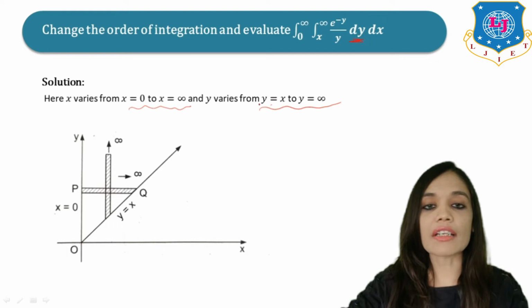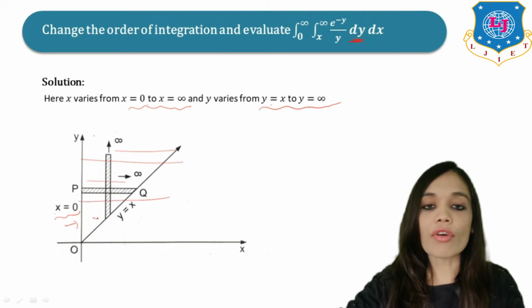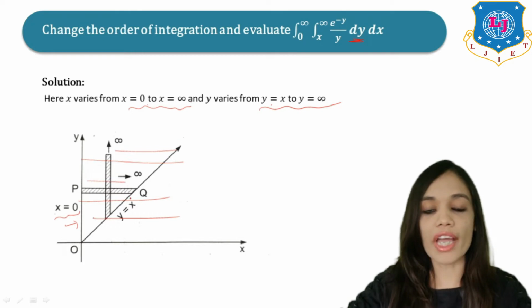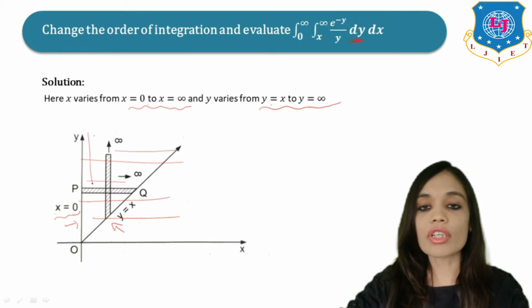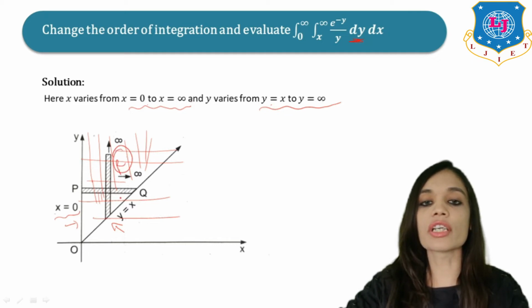Firstly let us draw x is equal to 0. So this is your y-axis. Next, x is equal to infinity, so it will be this portion. Now y is equal to x, so this is your line y equals x. And lastly you are given y is equal to infinity, so it is this part, right? So from this you can see the region of integration R is this portion. So this is your region R.